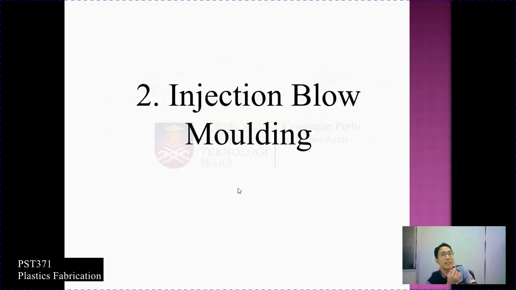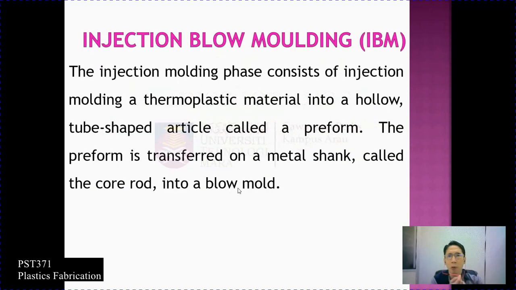The second process is injection blow molding. The injection blow molding process consists of the injection molding of thermoplastic material into a hollow tube-shaped article called a preform. Okay, different from extrusion blow molding.